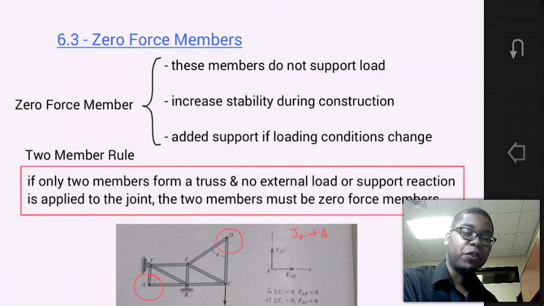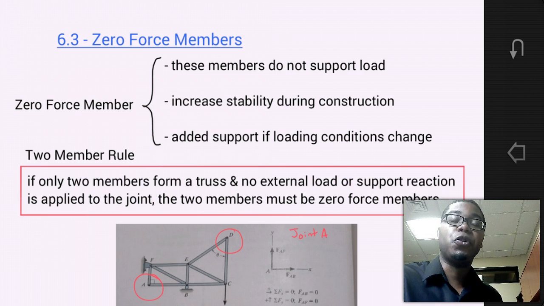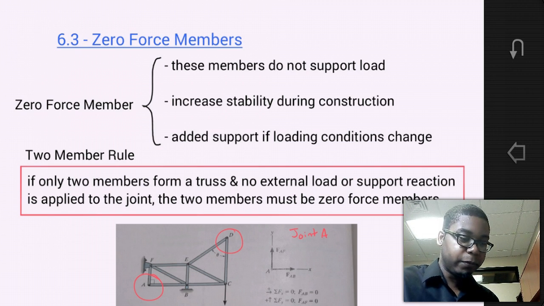But also, the zero force member can act as an additional support that only becomes active when there is some kind of failure mode that happens in a bridge. So say the zero force member is not supposed to be in tension, but the bridge has been in use for 50 years and the primary load-bearing truss has failed. And so a zero force member becomes under load.